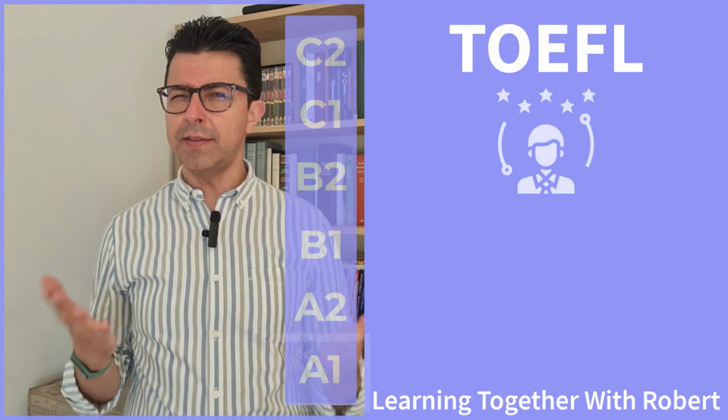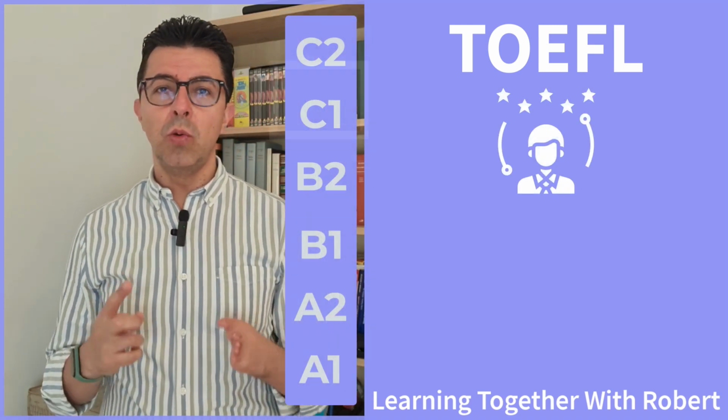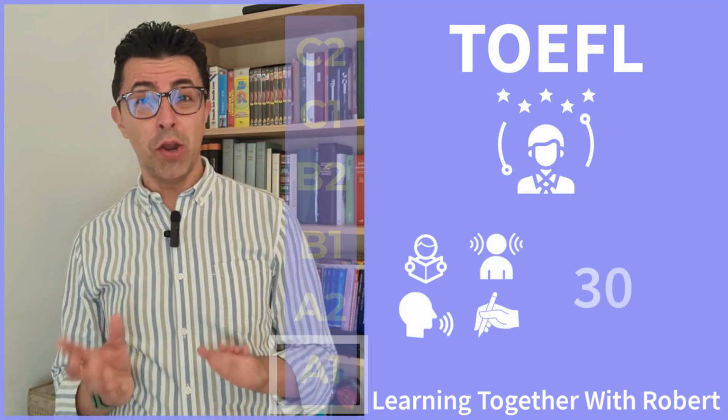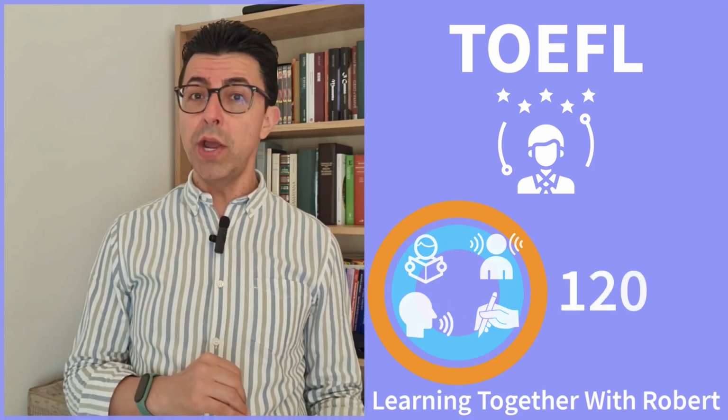And how does the scoring work, you may be wondering? Well, each section is scored out of 30 with a total score of 120.